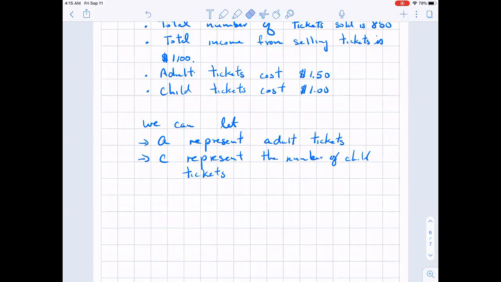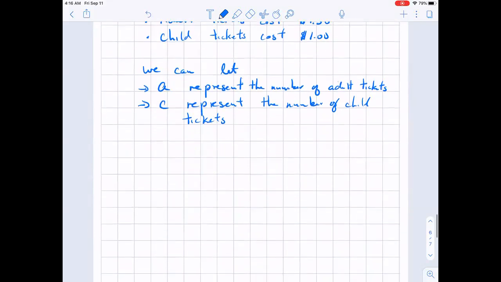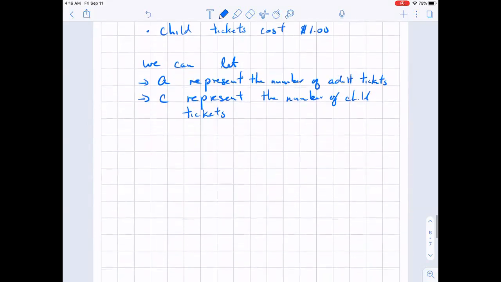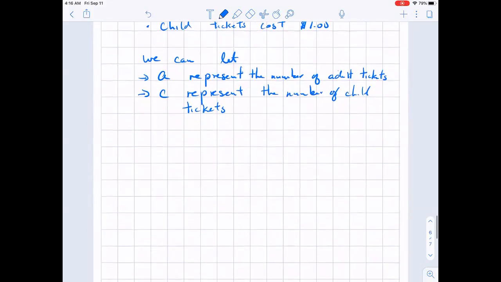So we can put here also A to represent the number of adult tickets. So what do we have for equations? Okay.